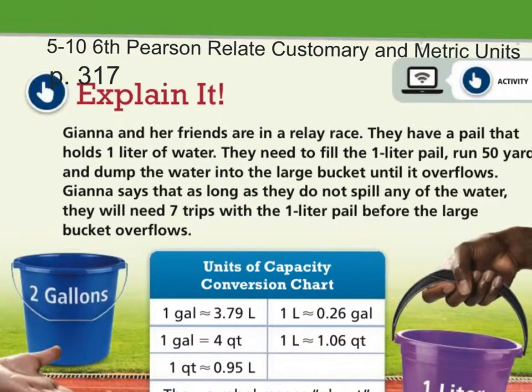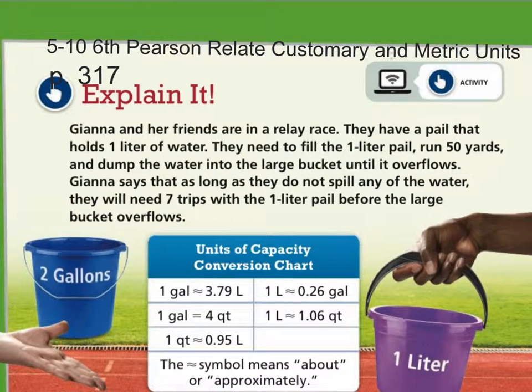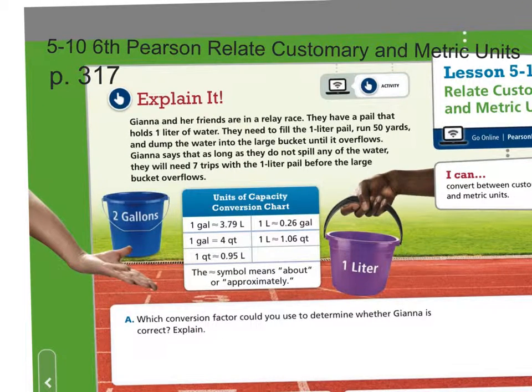Gianna and her friends are in a relay race. They have a pail that holds 1 liter of water. They need to fill the 1 liter pail, run 50 yards, and dump the water into a large bucket until it overflows. Gianna says as long as the boys do not spill any of the water, they will need 7 trips with the 1 liter pail before the large bucket overflows.